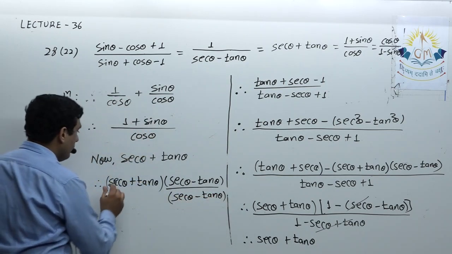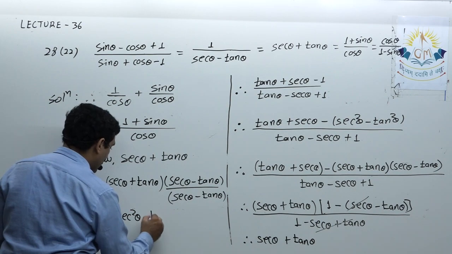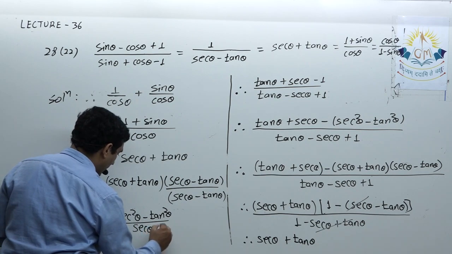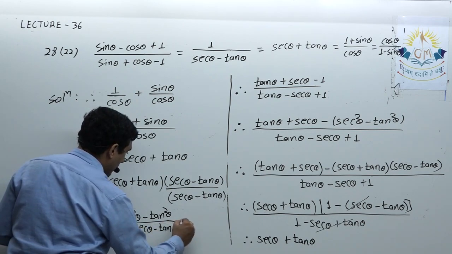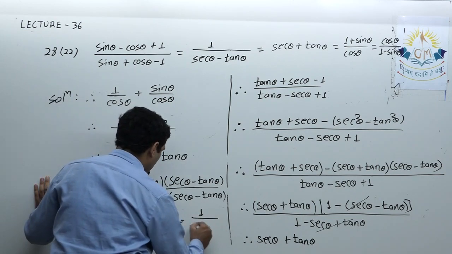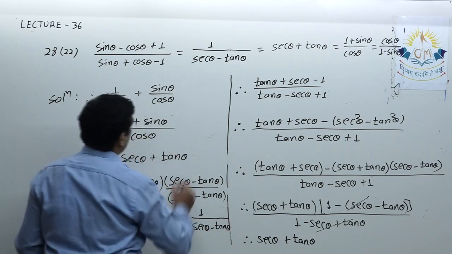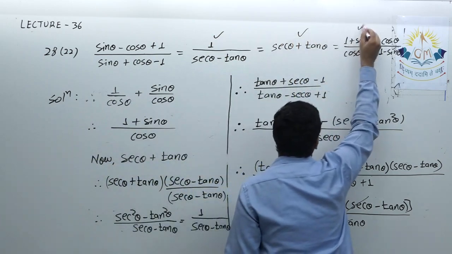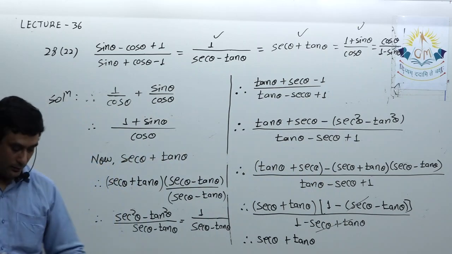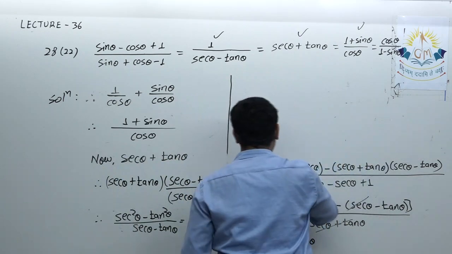Okay, so this gives you a plus b, a minus b, that is a square minus b square. So sec square theta minus tan square theta upon sec theta minus tan theta. Okay, and this sec square theta minus tan square theta is 1, so here I got 1 upon sec theta minus tan theta. So here I got this, and this. Now I need to prove the fourth one, so note it down up to this point. Okay, or I am solving this over here, then I will give you time to note down.